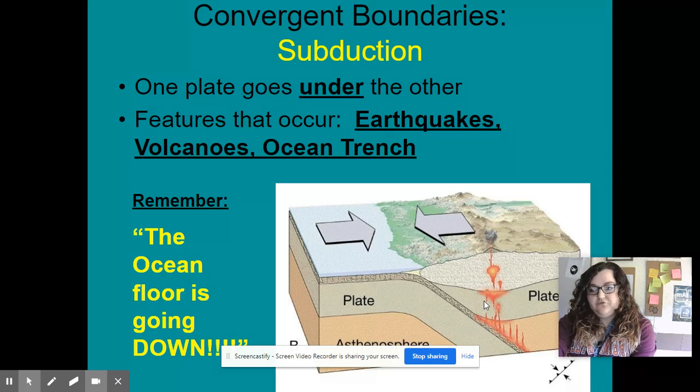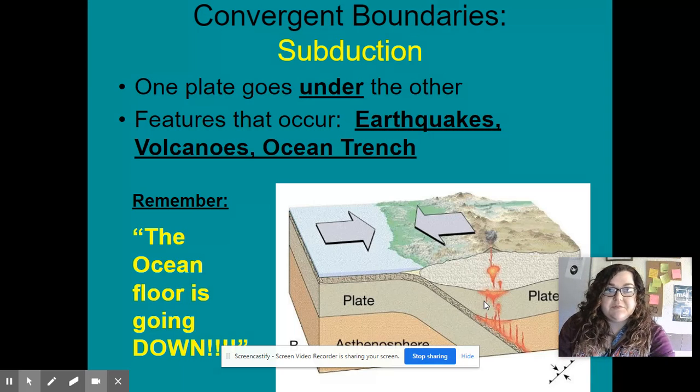You don't have to draw in your Word doc notes, but it may help you to sketch it on a piece of notebook paper and label it. So let's move on to the next type of convergent boundary.